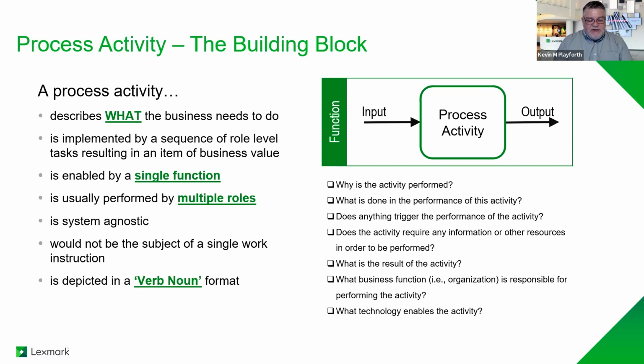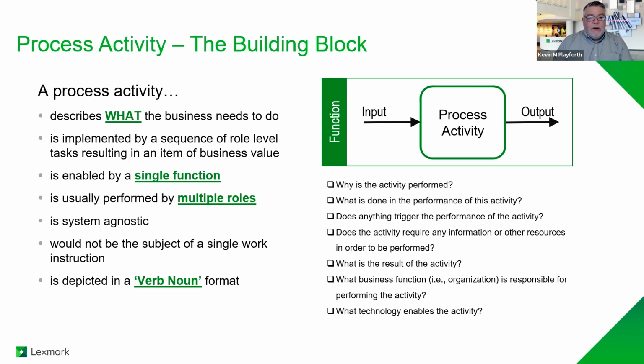Typically, a process activity is enabled by a single function. Now, I'm not talking department here. Most departments are named functionally, but I'm talking about those functional skill sets, those disciplines that exist. You should be able to tie process activity to a certain skill set. Maybe it's finance, logistics, sales, marketing, manufacturing, production planning. It should be easy to relate those activities to functions.